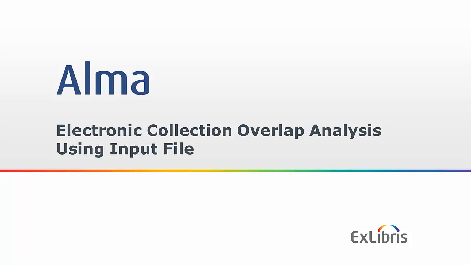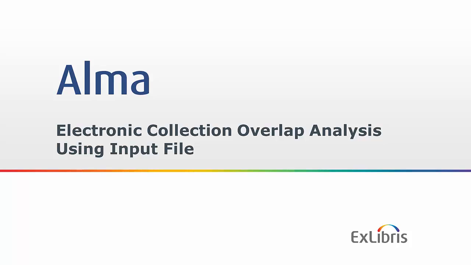Will we be gaining any titles? Is there a big overlap between the collections? There's a new method now to do this overlap analysis with an input file. Basically, the input file has a list of identifiers for titles. This could be ISSN or ISBN or LCCN or the title itself. I'll show you in a minute an example of an input file.